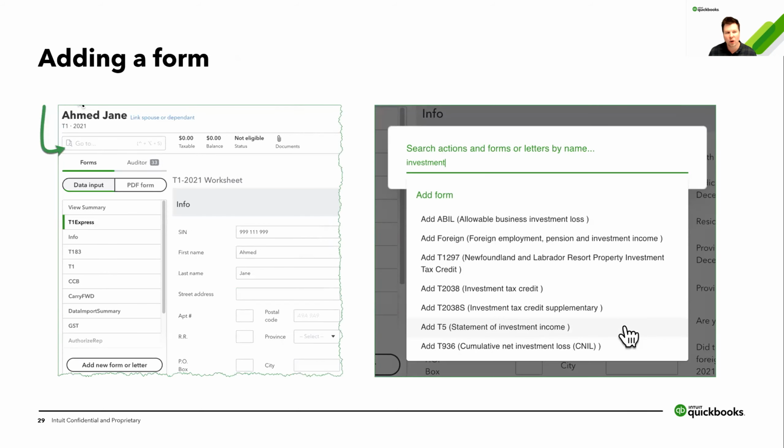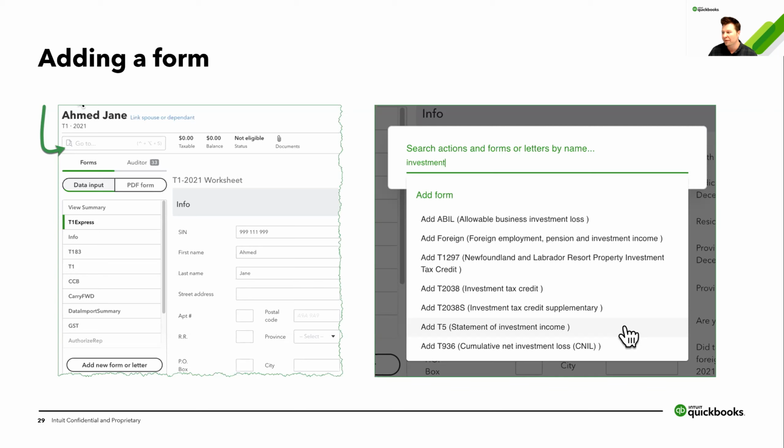Adding a form, I already kind of talked about. You can use the quick bar. This just gives you a better screenshot of what happens as soon as you start typing in the quick bar. This shows you the different forms. So for example, here we've got investment. So we're thinking, what is that investment form? I can't remember. It's a T5, but you don't remember what it is.